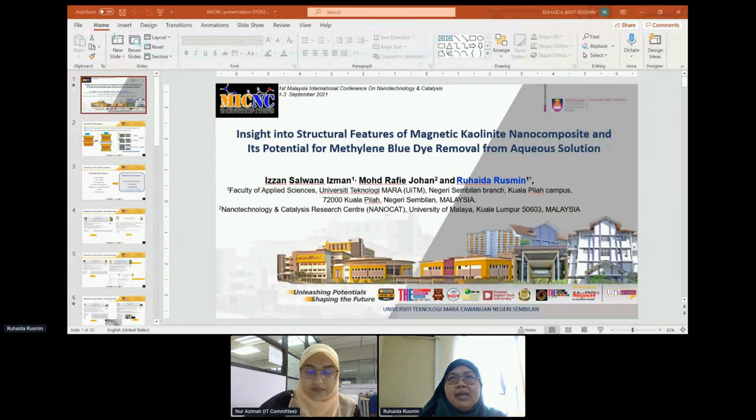But in terms of surface charge, we are postulating that there might be electrostatic interaction between the cationic methylene blue and the material. So if the material exists with a highly negative surface charge, it will promote more adsorption of the methylene blue onto the material through the electrostatic interaction.